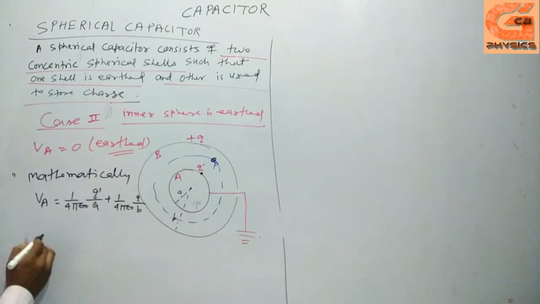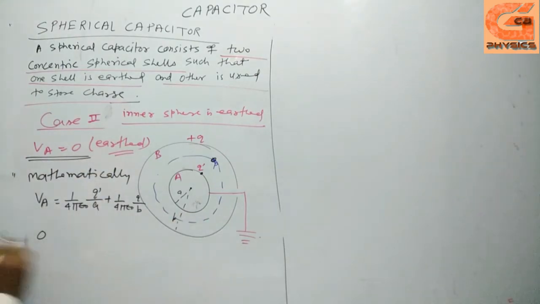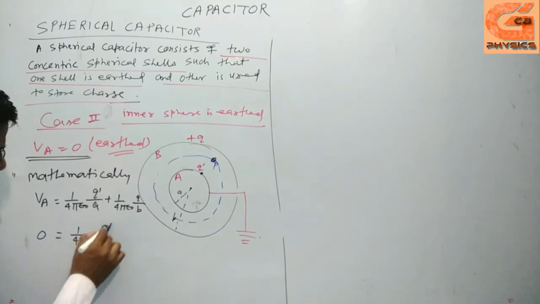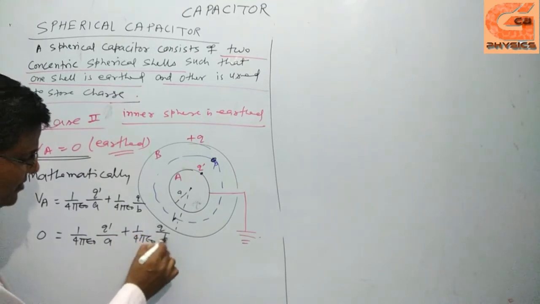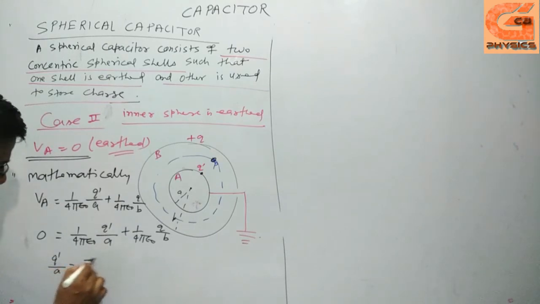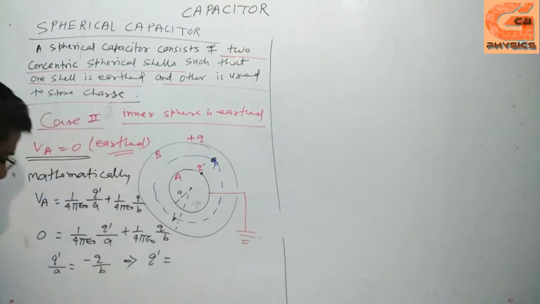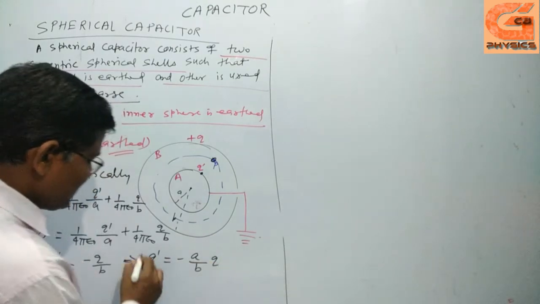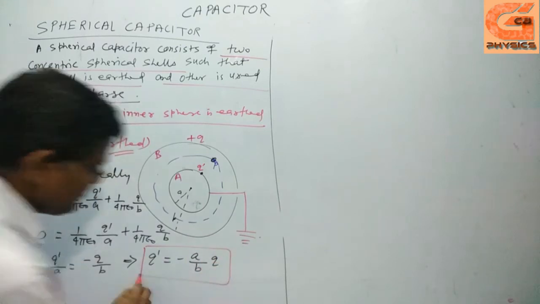But this is 0 according to this, because it is earthed. Then 0 becomes 1 by 4 pi epsilon naught Q dash by A plus 1 by 4 pi epsilon naught Q by B, and it becomes Q dash by A equal to minus Q by B, and that's why Q dash is equal to minus A by B into Q. This is a very important thing.